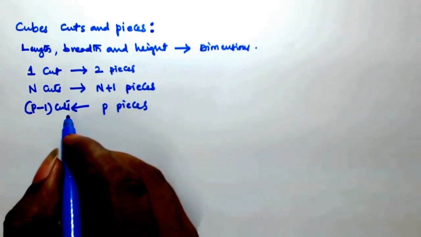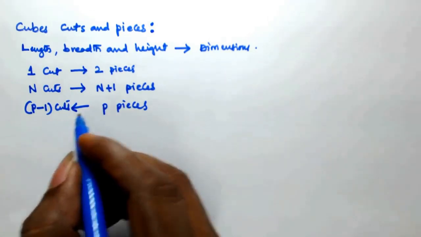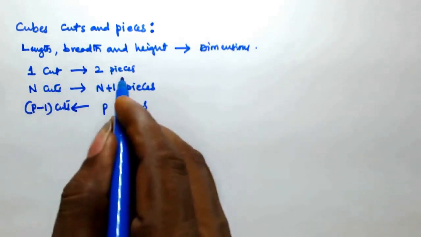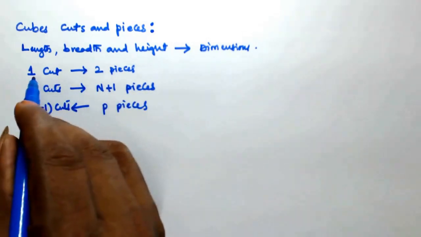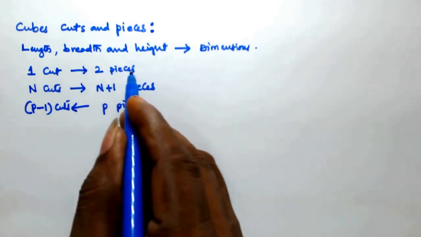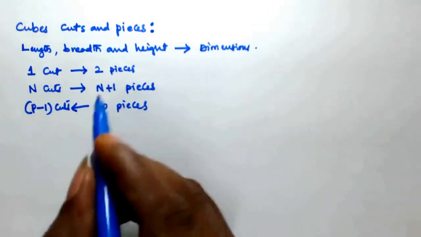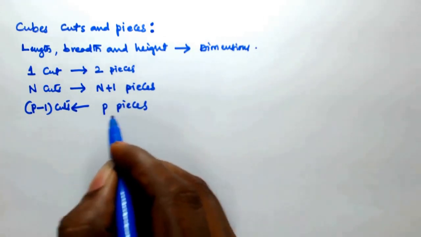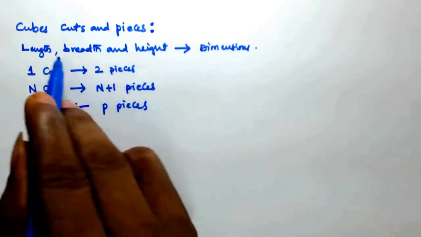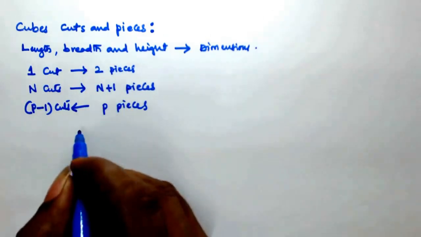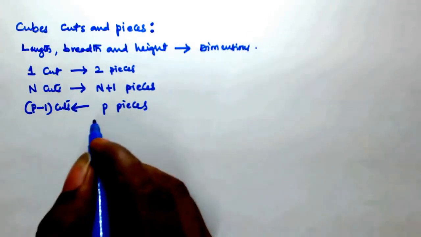Now let us extend this to different number of cuts along different dimensions. So we have seen that this is along a single dimension. Along a single dimension, if we make one cut we will get two pieces. If we make n cuts, we will get n plus 1 pieces. If we want to get p pieces, then we have to make p minus 1 cuts along a single dimension. Now let us extend this to different number of cuts along the different dimensions.